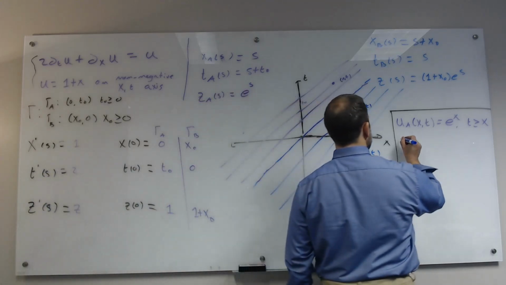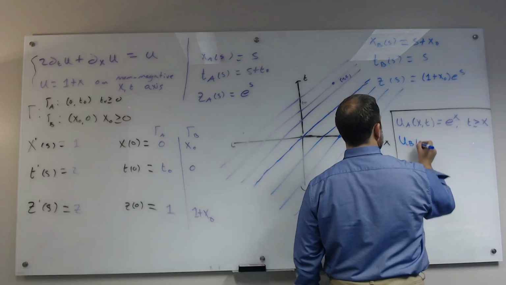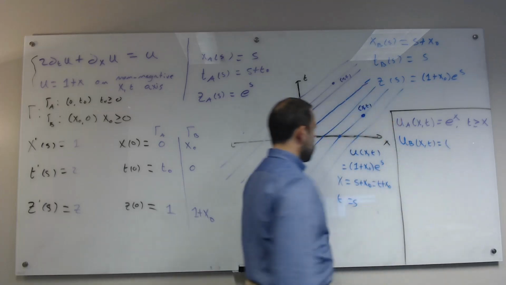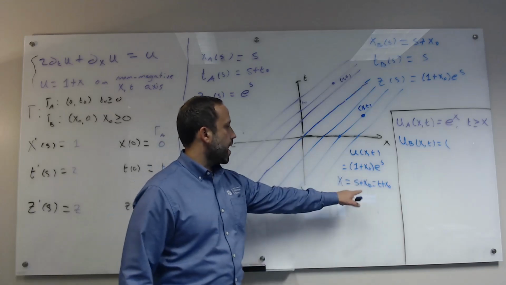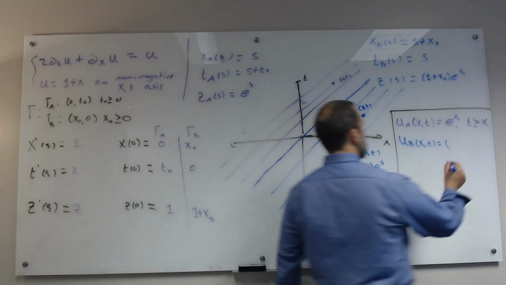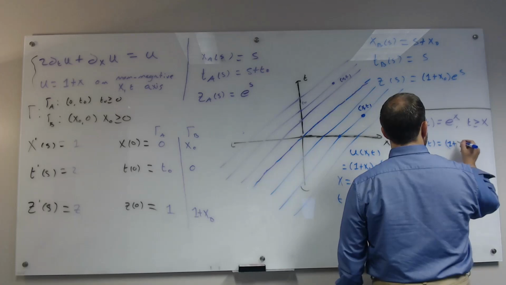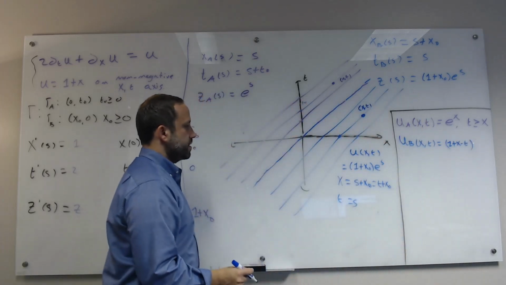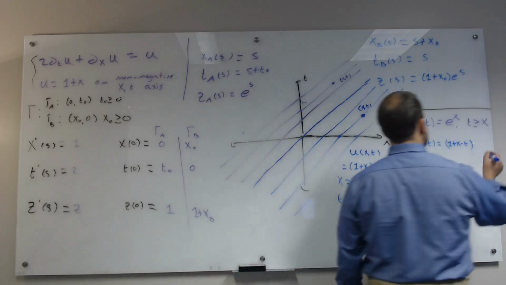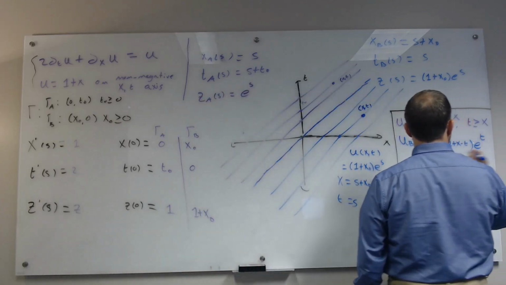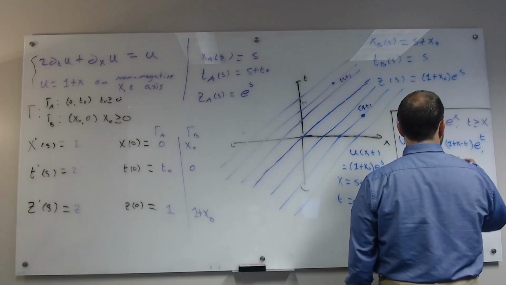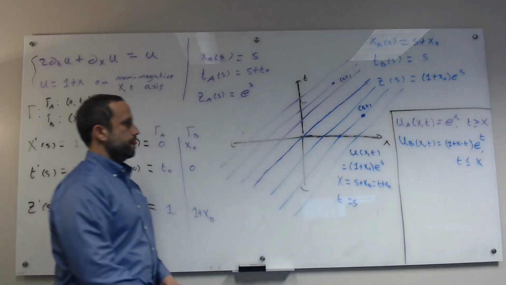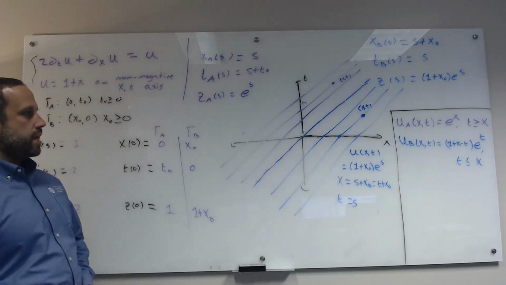So we have u_b of x, t, which is going to be equal to 1 plus x naught, where x naught is equal to x minus t. So this is 1 plus x minus t times e to the power of t, and this is going to be for t less than or equal to x.